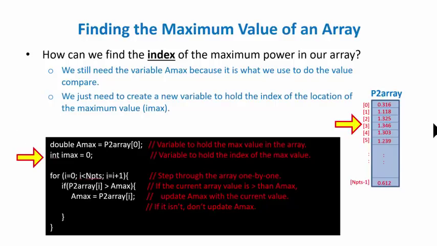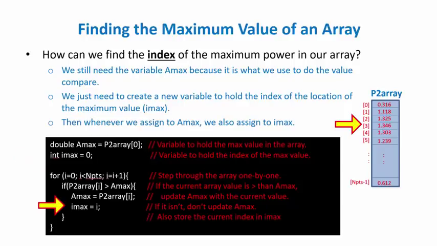However, we should create a new variable that will hold the index of where that maximum value is. So we'll go ahead and create, let's call it imax for the index maximum, and it's of type int, and it needs to be initialized to some value, and we'll just initialize it to 0. And then what do we do within our for loop? Well, all you do is anytime you make an assignment to A max with the actual value within the array, go ahead and update imax. And in this way, when you're done with traversing this array, you not only have found the maximum value, you found the index.